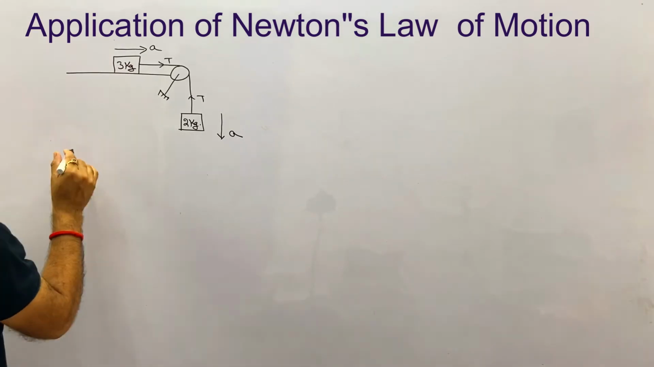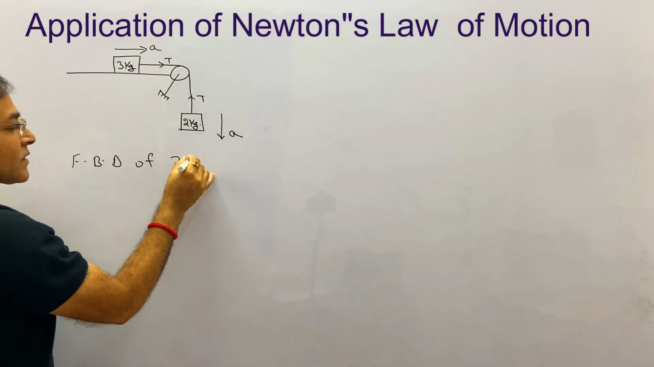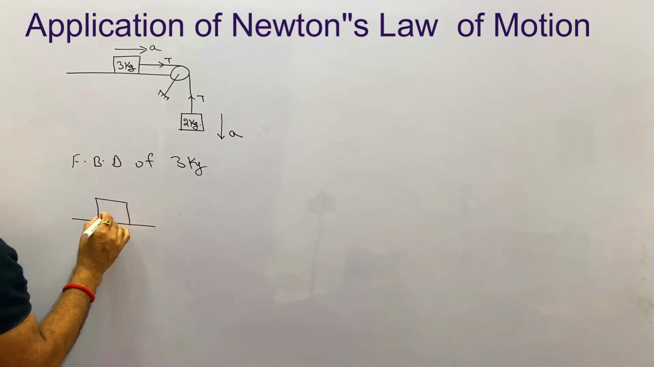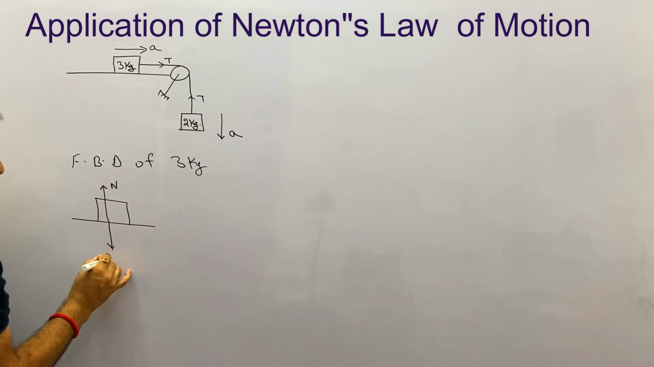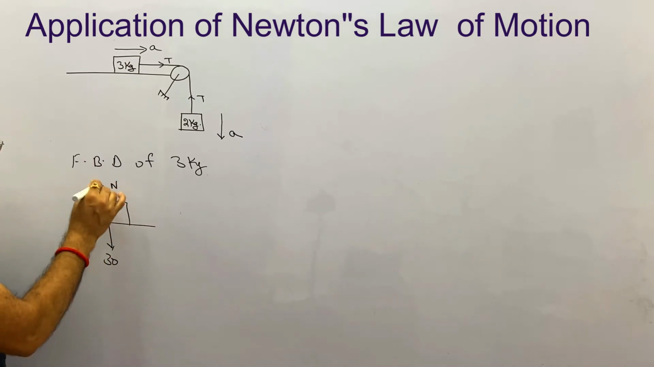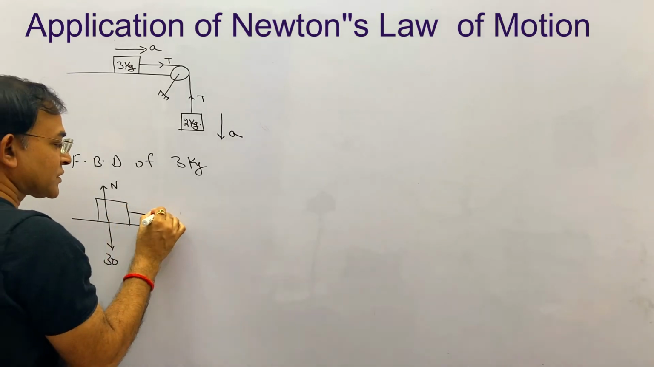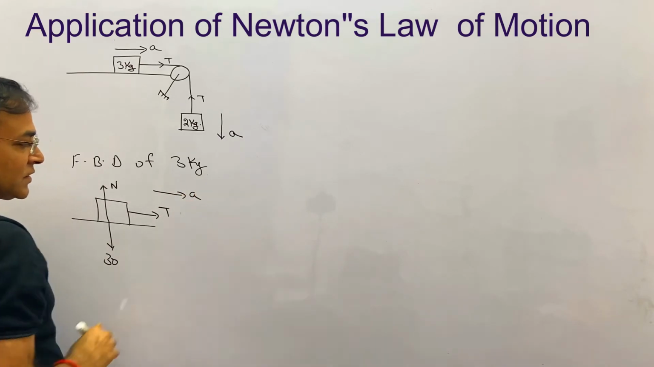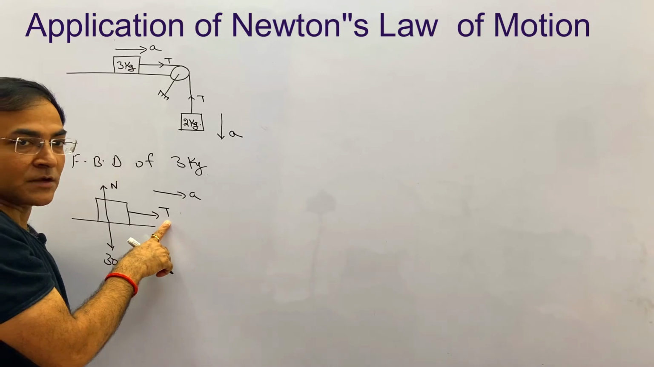Now we draw the free body diagram. So FBD of 3 kg. If you draw the FBD of 3 kg, then this is a normal force, this is 30 Newton, but these forces are balanced here, so we do not need these forces. So there is a tension T here and the acceleration in this direction. So along the acceleration there is only the single force T.